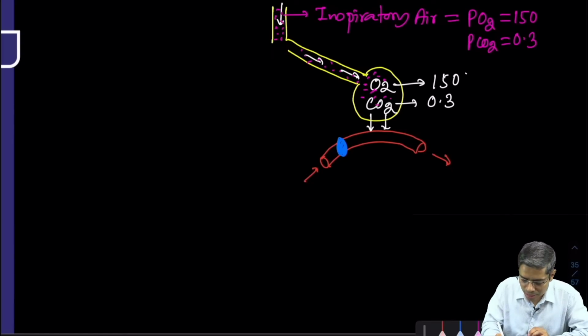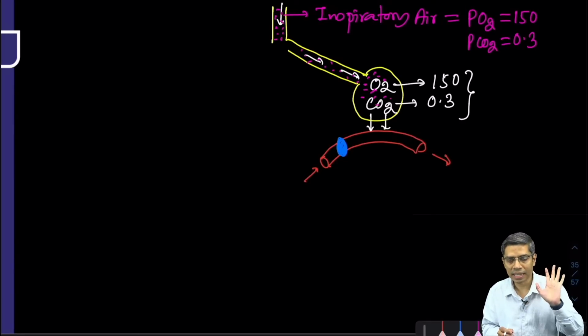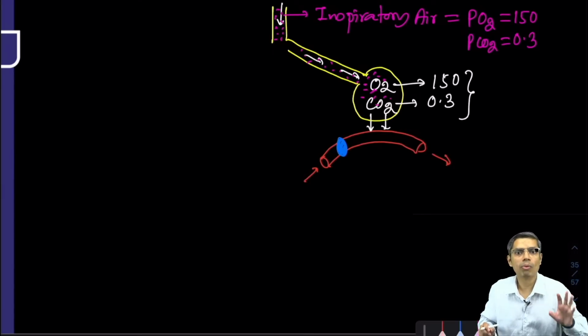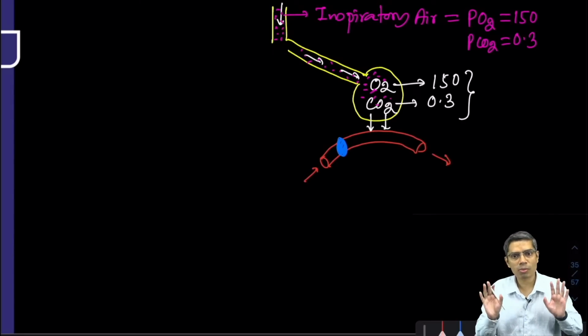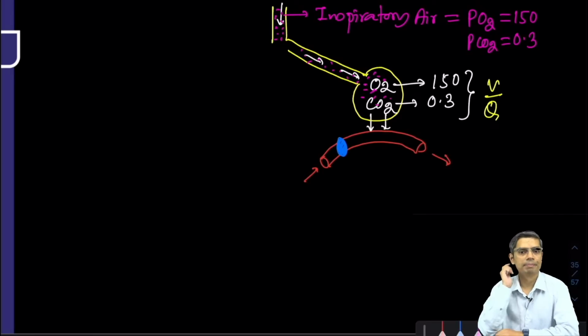So, we have understood what will happen to the composition of the alveolar air in case of pulmonary embolism. What will be the composition? The composition will be the same as that of the inspiratory air. And what is that composition? 150 and 0.3. Now, I am asking what is the VQ ratio of this alveoli?